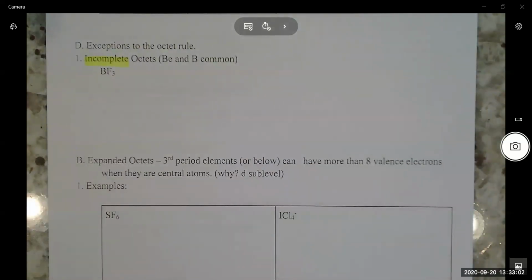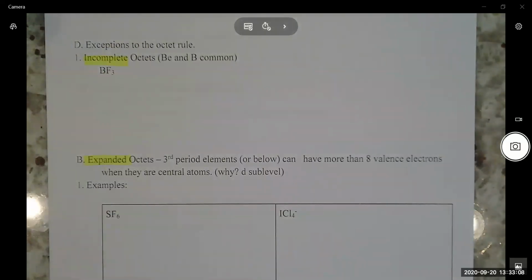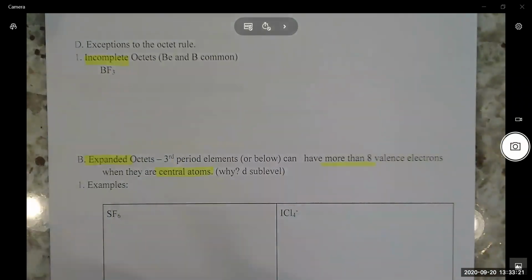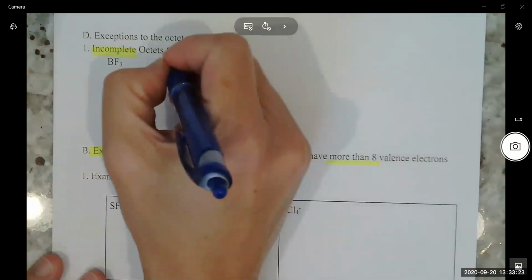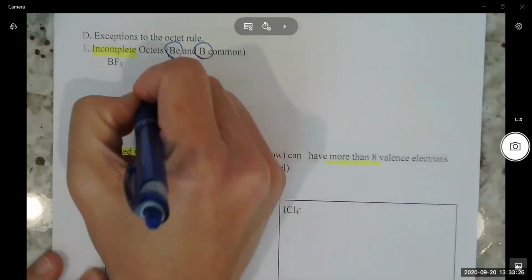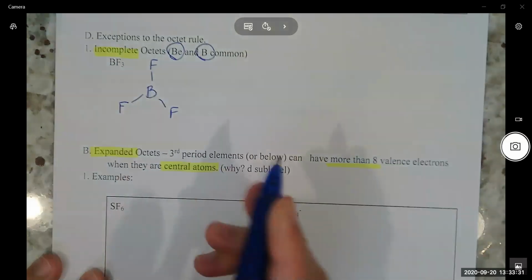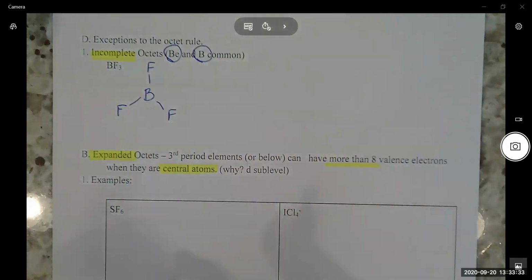meaning they don't have to have 8 electrons around it. Also, you have to be able to draw diagrams for elements that can have what are called expanded octets, or they can have more than 8 around it if it's the central atom. Okay, so there's only 2 incomplete octet exceptions. Those are going to be for our elements beryllium and boron. So boron can have just 3 bonds attached to it with 6 electrons, and it's totally fine like that. It's complete. You don't have to worry about making double bonds or anything like that.